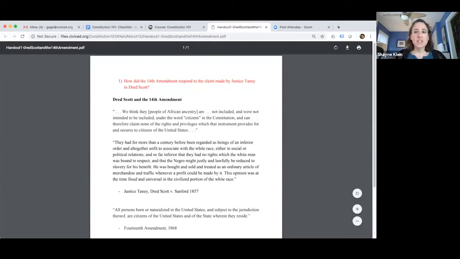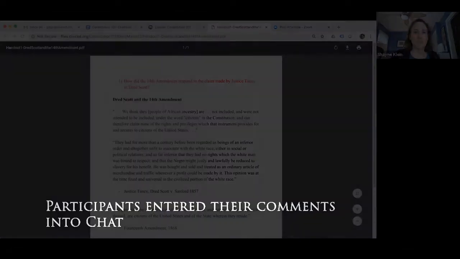So what I'd love for you all to do is to take a minute and read the quotes there from Justice Taney that are underneath the red question. And in chat, if you would, just briefly respond to the question: how does the 14th Amendment, and you've got a quote there at the bottom so you know what we're talking about here, respond to what Justice Taney said in Dred Scott? So take a minute and do that.